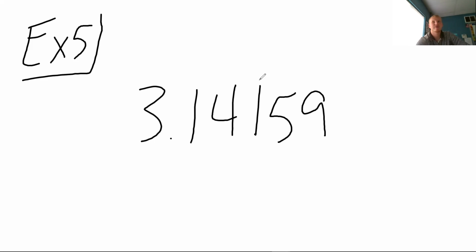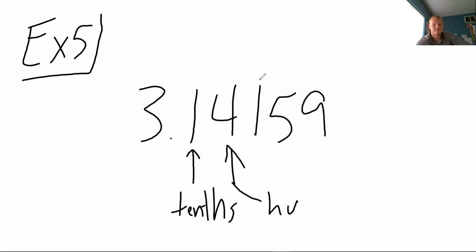So where am I going to round this one? William, help us out here. Well, first we gotta find the hundredths. So we count from the decimal: 1, 2. Tenths. And the second one after would be the hundredth. So we start with 4. But to round it, we have to look at the number behind it, which is the 1.